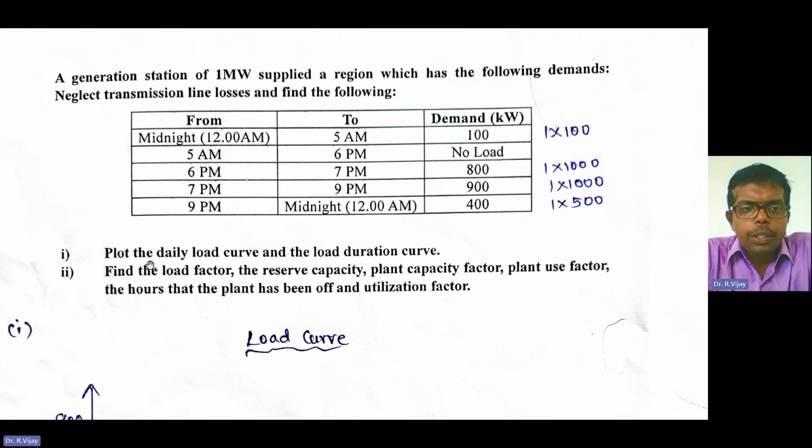So now we need to plot the daily load curve and the load duration curve. Next, we need to find the load factor, reserve capacity, plant use factor, hours that the plant has been off, and utilization factor. We need to solve and find it.